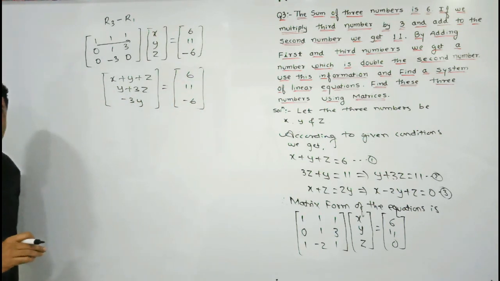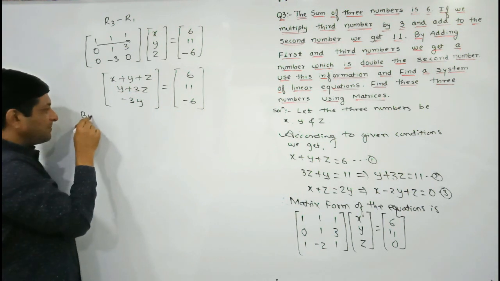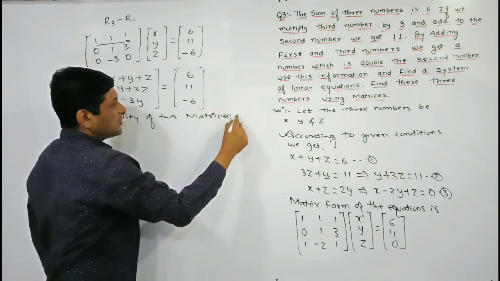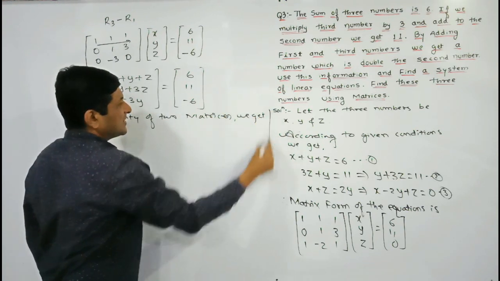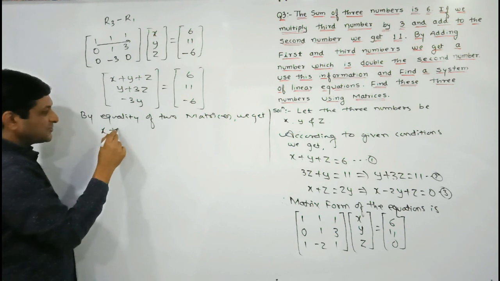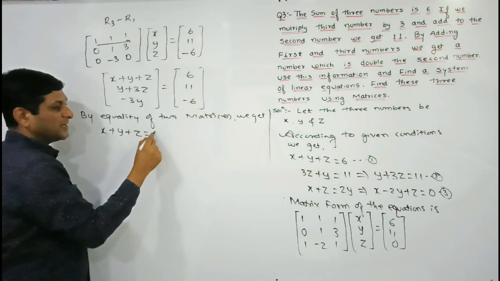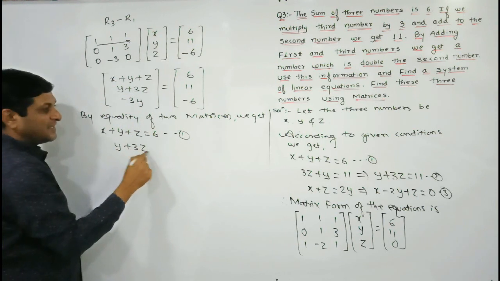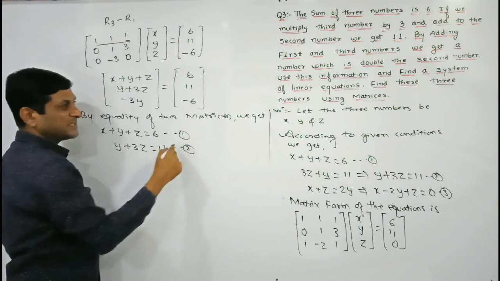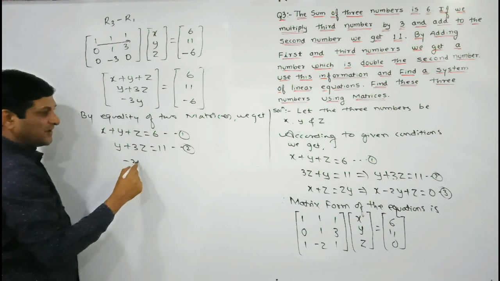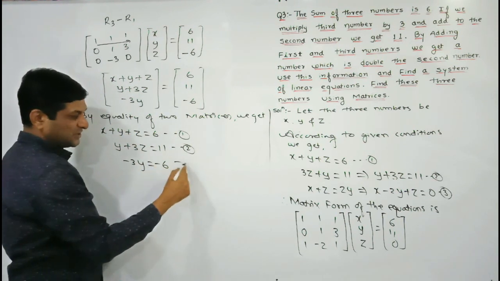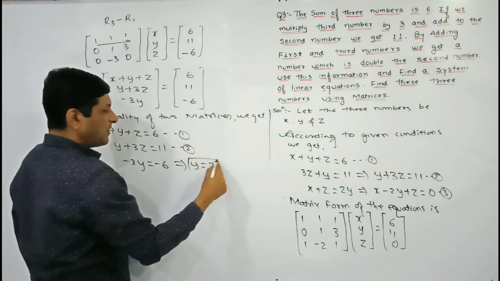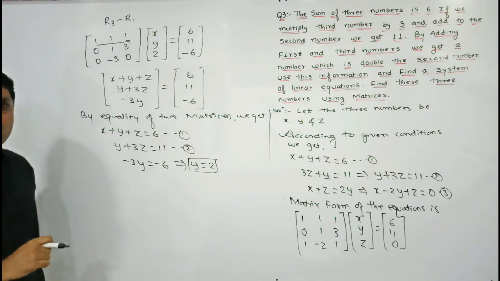Now we are able to apply equality of two matrices. So by equality of two matrices, see what we will get here. x plus y plus z is equal to 6, which is our equation first. Then y plus 3z is equal to 11. This is equation number second. And minus 3y is equal to minus 6, which implies that y is equal to minus 6 divided by minus 3, which means 2. y is equal to 2. In this way we have got the value of y.